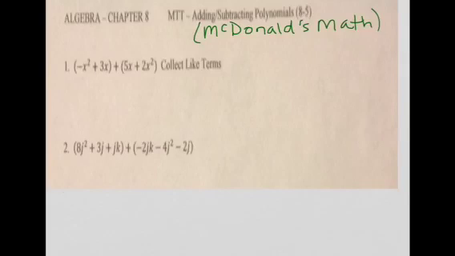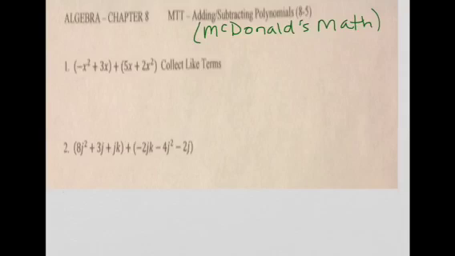Open up your MTT. We're going to be working with adding and subtracting polynomials. This is very, very similar to McDonald's math. We're going to be collecting like terms and then combining them. So we're going to take a look at the first addition problem that we have, and what we're going to be doing is looking for like terms. And we're going to go ahead and group those together using the commutative property of addition.